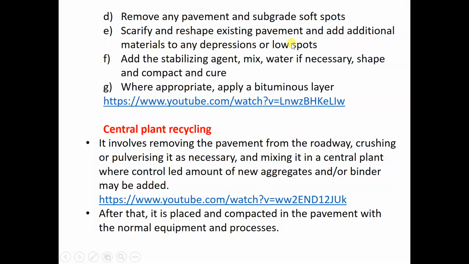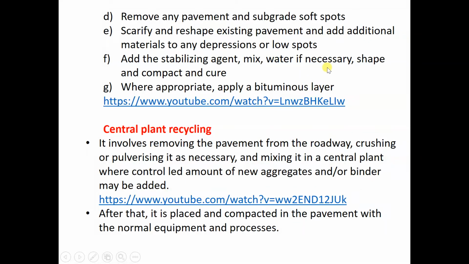If some place is sinking, there's no point strengthening the top part of the pavement material. You need to repair the subgrade. So you need to strengthen it. You may replace it with suitable material or even with aggregates. Scarify and reshape the existing pavement and add additional materials to any depression. Add the stabilizing agent mix, whether it's cement or bitumen. Probably not very often will it be lime. Mostly cement or cementitious, or bitumen.